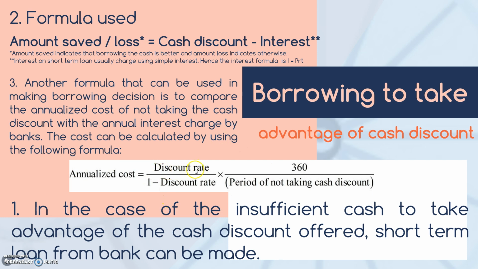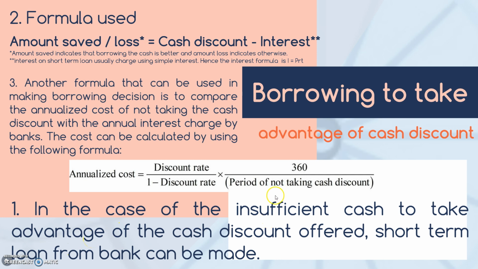What is the discount offered? Over 1 minus the discount offered, times 360 over the period of not taking the cash discount in days. Basically, the period of not taking the cash discount, in days. So, as I said, the loan is usually a short-term loan offered by the bank.